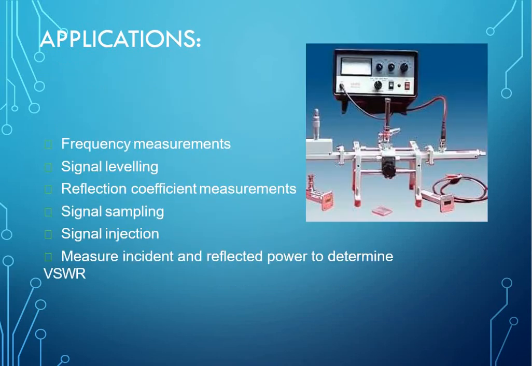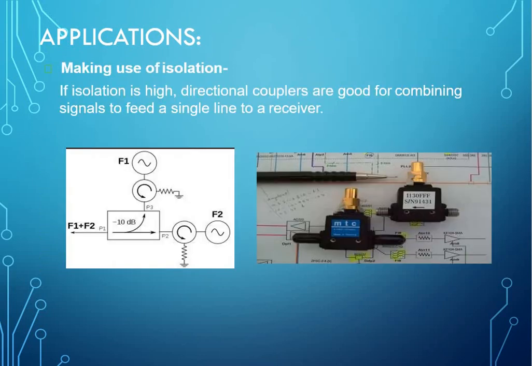The next main application is frequency measurements, where signal leveling and reflection coefficient measurements could be done with the same setup just by using a directional coupler, with frequency inline measurements, that is signal sampling, signal injection, and VSWR measurements. Next is making use of isolation. The isolated port has its own use: if isolation is high, directional couplers are good for combining signals to feed into a single line to a receiver.